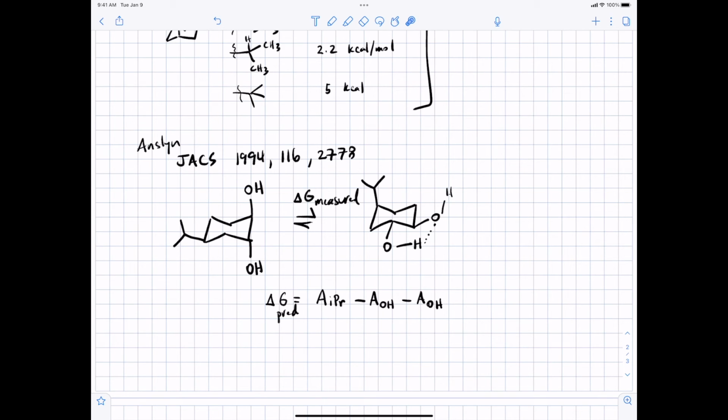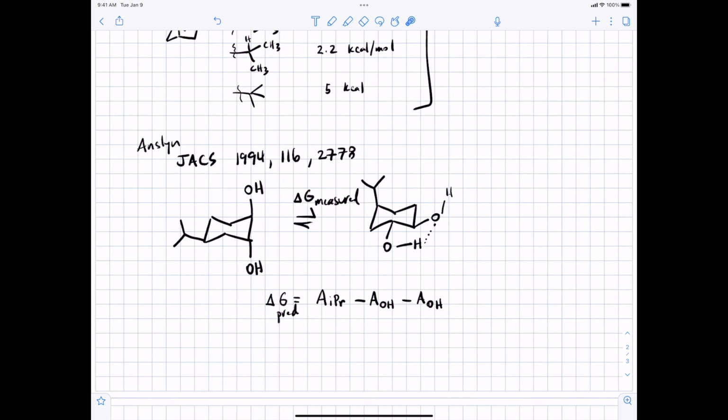We go from having something axial to something equatorial. That's going to be downhill in energy, which is why we subtract the A values. So no, you don't add up all the A values.